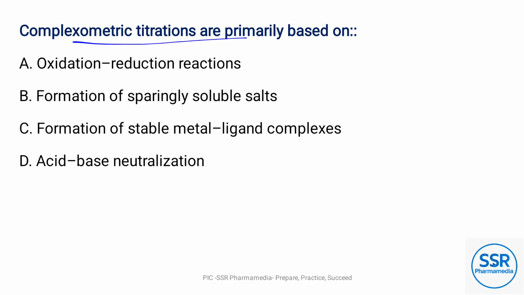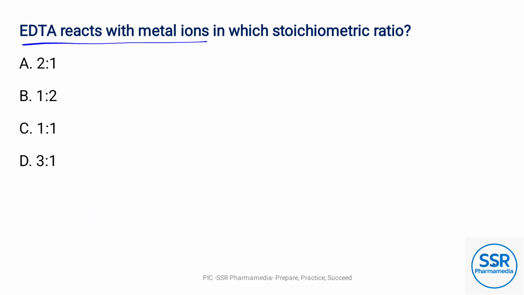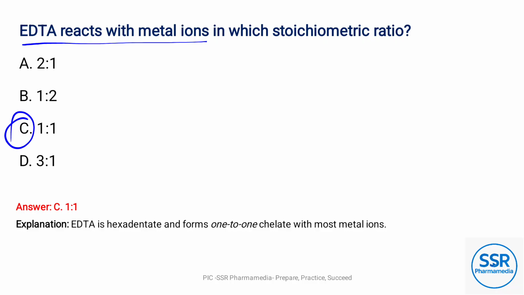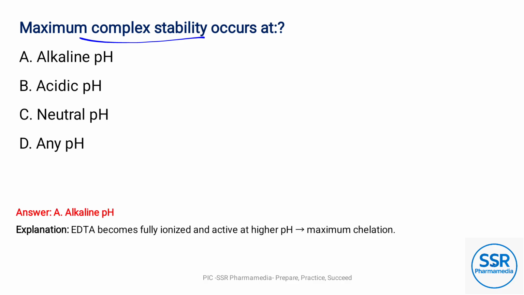Complexometric titrations are primarily based on, option C, formation of stable metal and ligand complexes. EDTA reacts with metal ions in which stoichiometric ratio? So 1:1, option C. Maximum complex stability occurs at option A, alkaline pH, that means the optimum pH is 10 for calcium and magnesium metals.